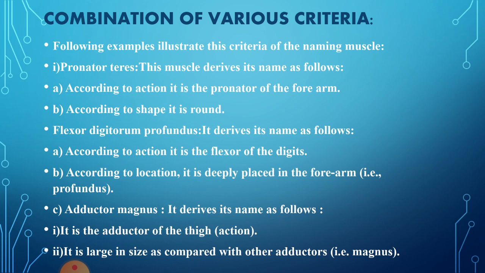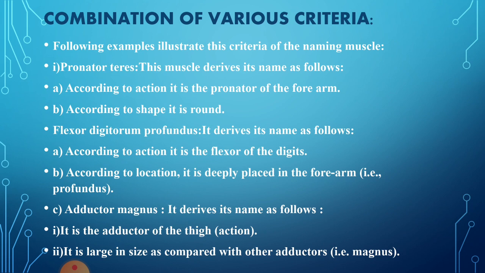The next example is flexor digitorum profundus. Flexor means by action it is a flexor, and digitorum means that this is a flexor of the digits, and profundus means deeply located. So according to the action it is the flexor of the digits, and according to the location it is deeply placed in the forearm, that is profundus. So profundus means a muscle that is deeply located.